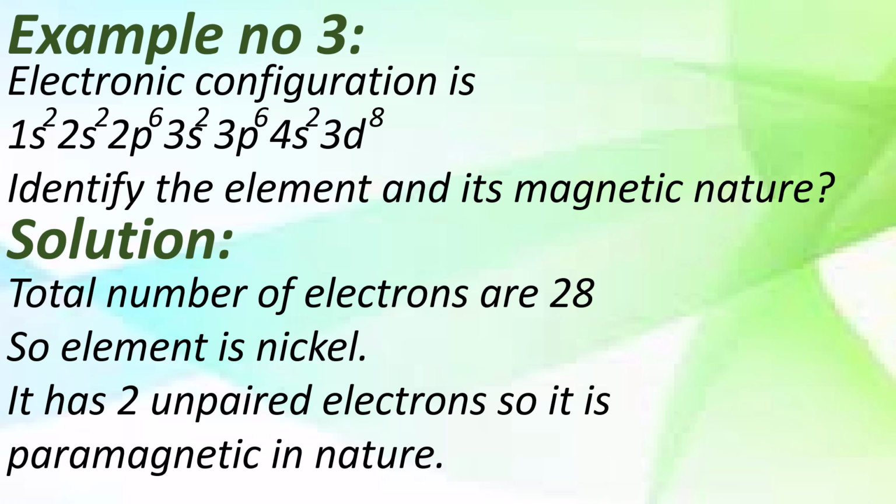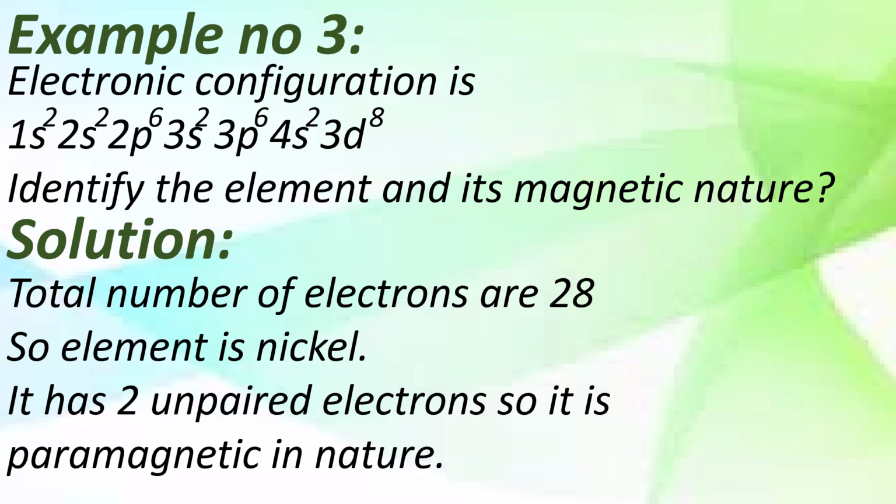Example number 3. Electronic configuration is 1s2, 2s2, 2p6, 3s2, 3p6, 4s2, 3d8. Identify the element and its magnetic nature. Solution. We will write orbitals according to Aufbau principle: 1s2, 2s2, 2p6, 3s2, 3p6, 4s2, 3d8. S orbital can occupy maximum of 2 electrons, p orbital can occupy 6 electrons, and d orbital can occupy 10 electrons. But here is 8 electrons.